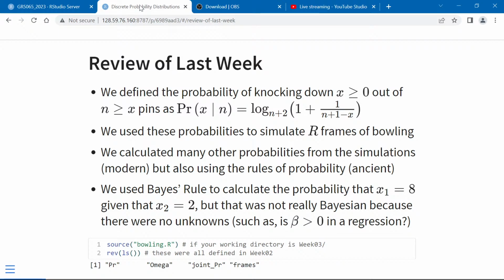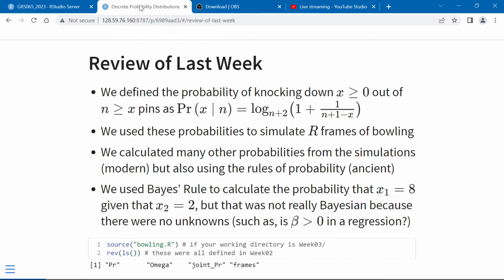Just to review what we talked about last week, we defined a function for the probability of knocking down x out of n pins in bowling based on this logarithm function. And we used those probabilities to simulate frames of bowling. And then we calculated many other probabilities that were implied by that using the simulations, which is not exactly, but it's the essence of the modern way of doing Bayesian computation, to just beat a problem to death with lots and lots of random numbers, but also using the rules of probability, what we refer to as the ancient way of doing the calculations, and they matched, indicating that the ancient calculations were describing the probabilistic properties of the model.